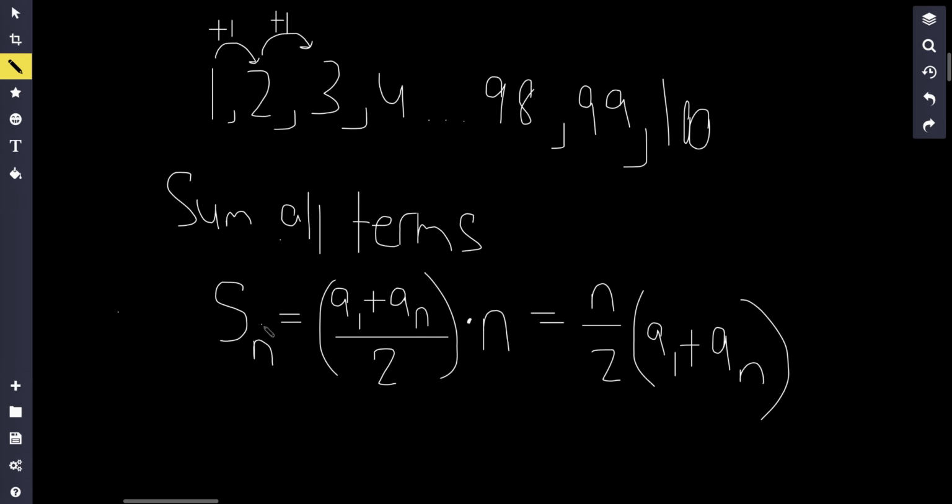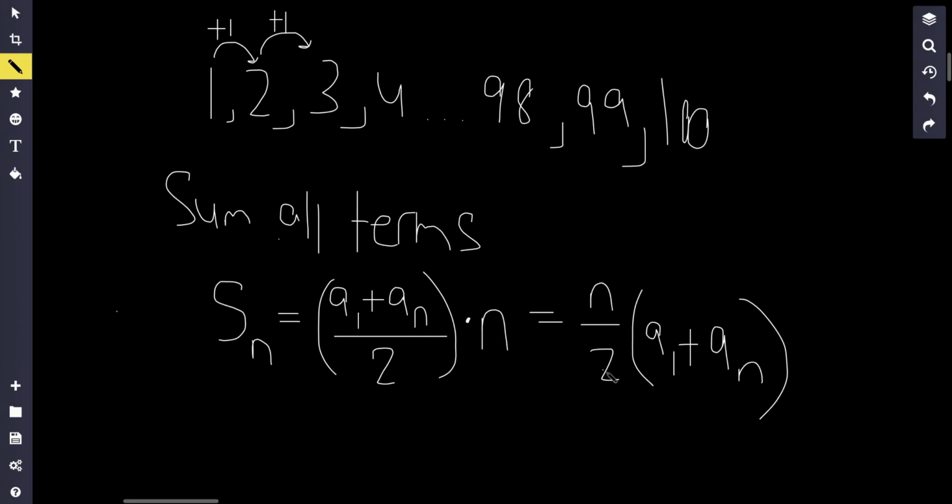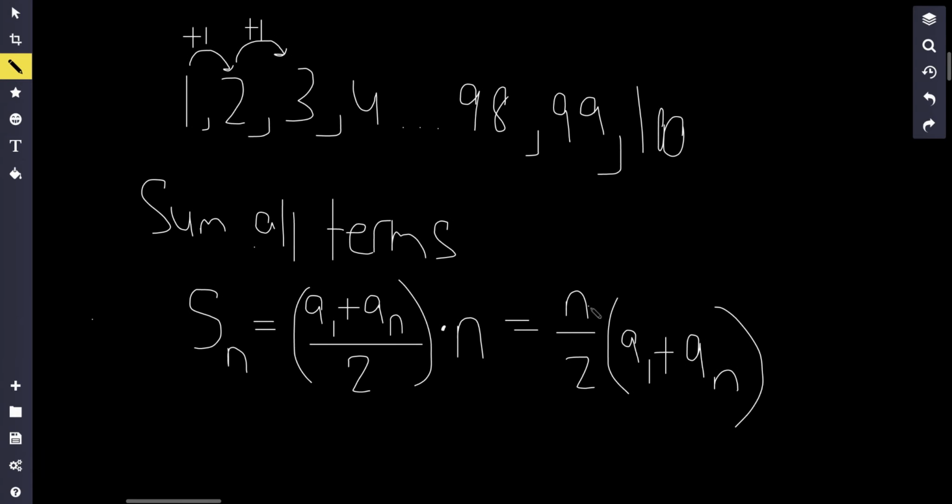It tells us that the sum up to the nth term, so the sum of every number including the nth term, is going to be equal to the average of the first and the last term, which is a sub 1 plus a sub n divided by 2, multiplied by the number of terms there are. Another way you might see this expressed is that the sum up to the nth term is equal to the amount of terms divided by 2 times the first plus the last term.